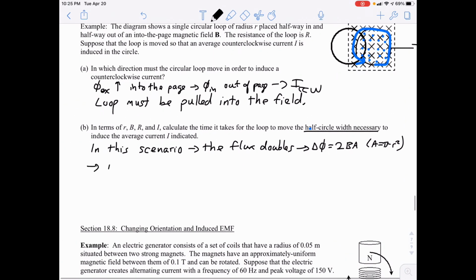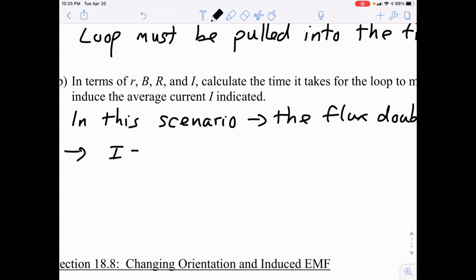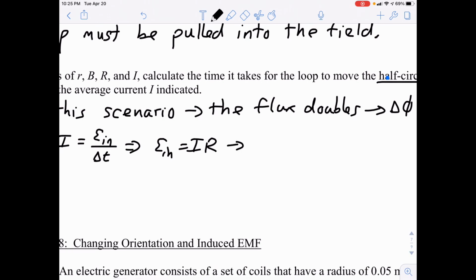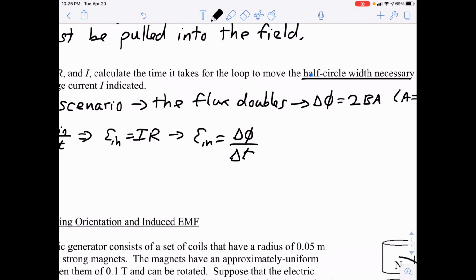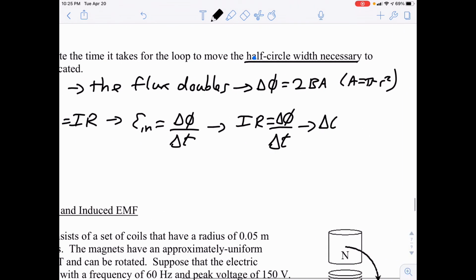So if we take a look at this, we have induced current, I, which I'm just going to write as I. I don't need to write it as induced current because it's telling us what variable to use. So I is equal to the induced EMF over delta T, and we're looking for delta T. But if we solve for this, the induced EMF is equal to IR. And don't forget that the induced EMF is also equal to delta flux over delta time. So putting these together, I times R equals delta flux over delta T, and delta T is equal to the change in flux over I times R.